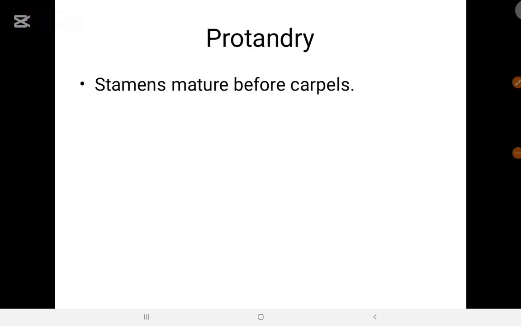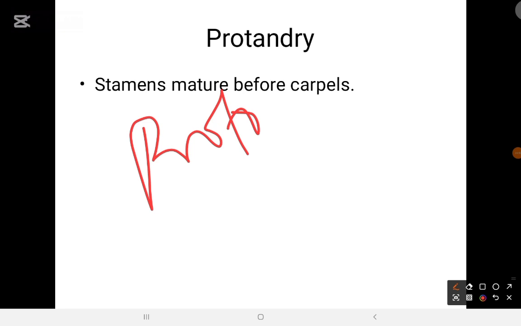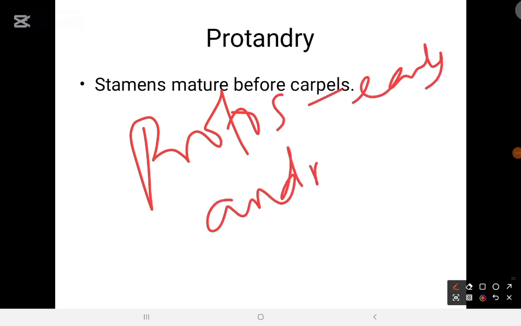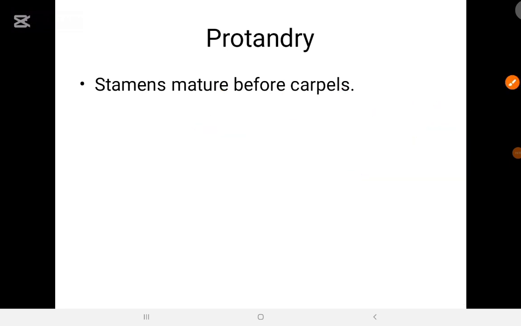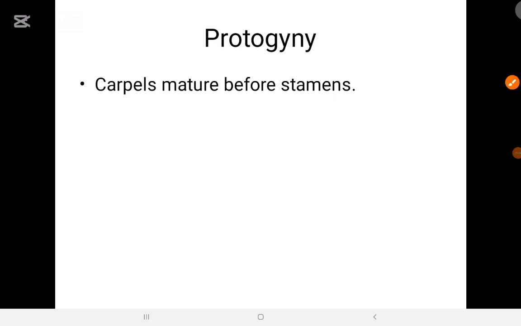Then protandry means stamens that mature before the carpels. The word protos means early, like protozoa. Then andry, from the word andros, we said male, right? So it means early male, that is, male comes first before the female matures. Then protogyny means early female, from the word gyne. Do you understand now? So you see, these words are very simple. Carpels mature before the stamens.